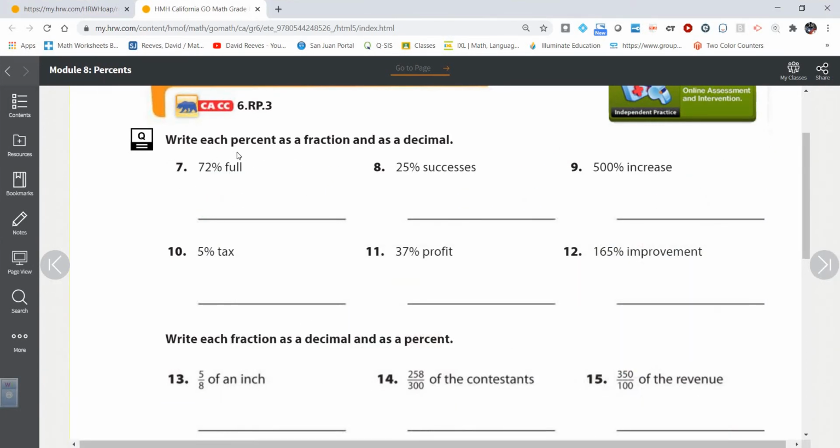So that's going from a percent to a fraction and a decimal. Write it over 100 and then convert it to a decimal.